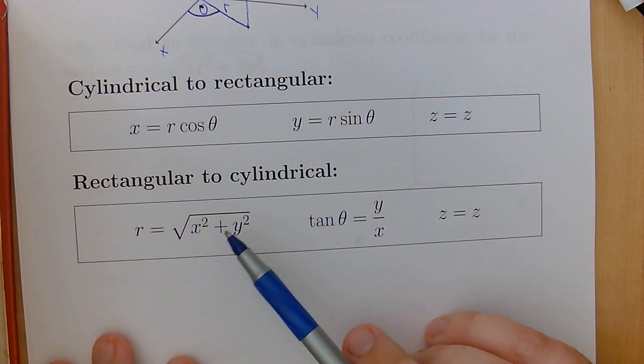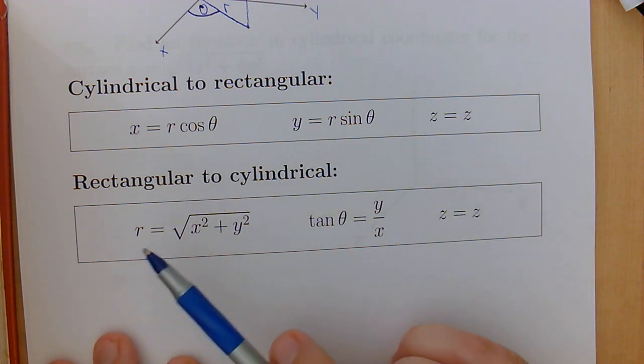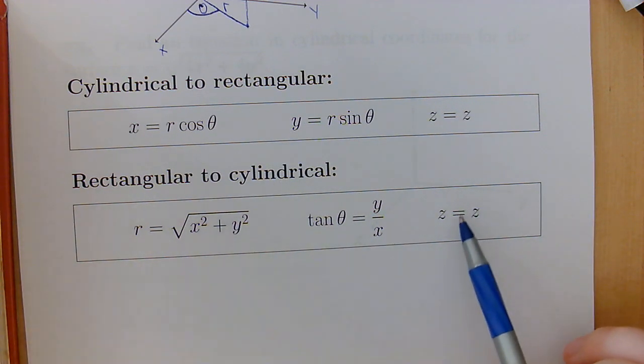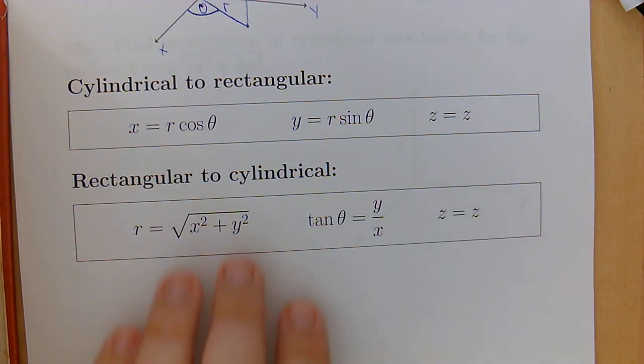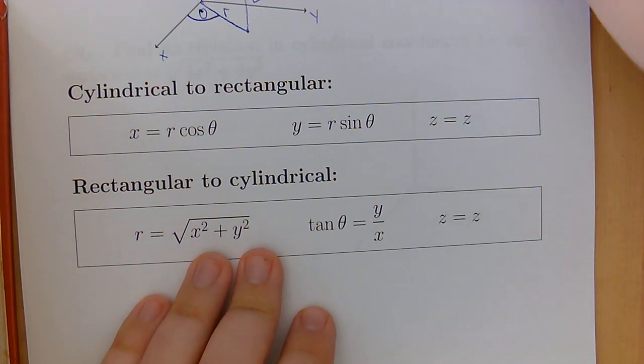And then same thing if we want to go from rectangular to cylindrical. Here's how we get r, here's how we get theta, but we already have z. So there's really no interesting conversion equation for that.